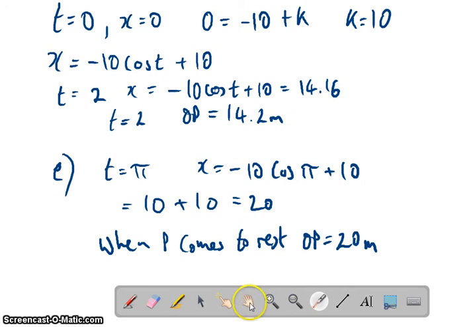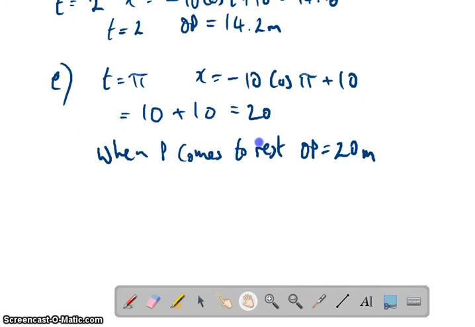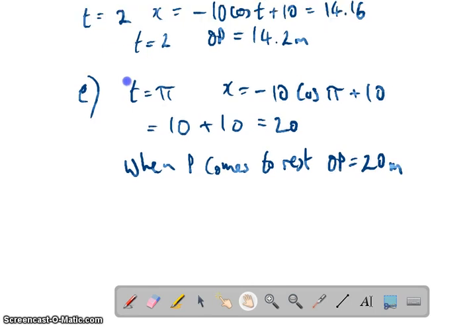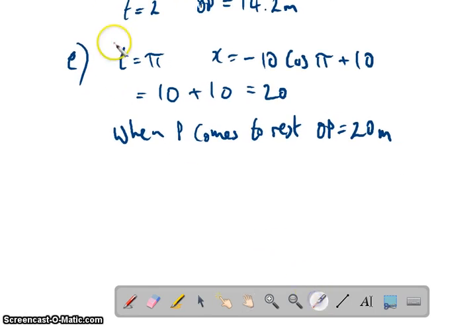Okay, and the next question, the final question. Find the distance OP when P first comes to instantaneous rest. Well, we've already found out what the time is when it comes to instantaneous rest, so we use that time, where t is equal to pi. We set x is equal to minus 10 cos of pi plus 10, and that gives us 10 plus 10, which is 20. Okay, so P comes to rest when OP is 20.